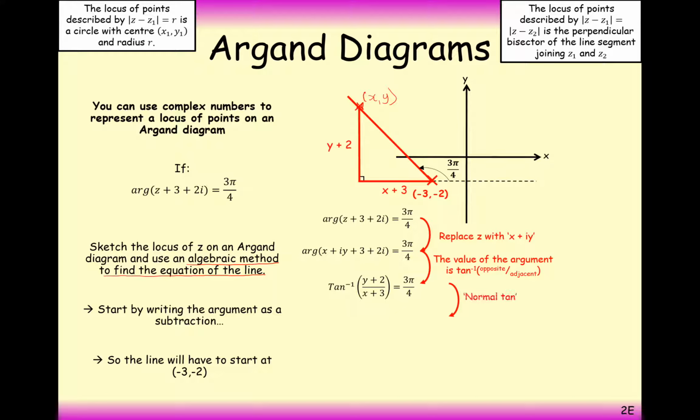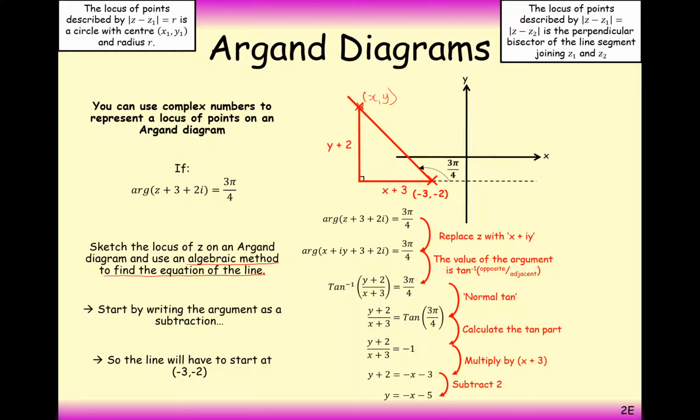Now let's apply the tan of 3 pi by 4. Tan of 3 pi by 4 is minus 1, times x plus 3. Take away your 2, and we'll get y equals minus x minus 5. So that's how we'd work out the equation of that. We have to limit the domain as well, so it's only when x is less than minus 3. Don't forget to put that bit in there.